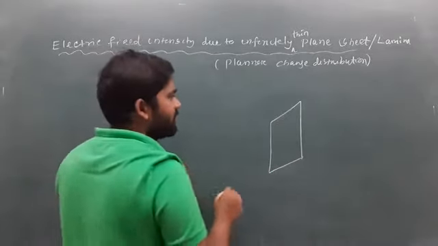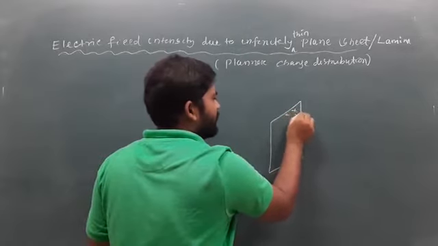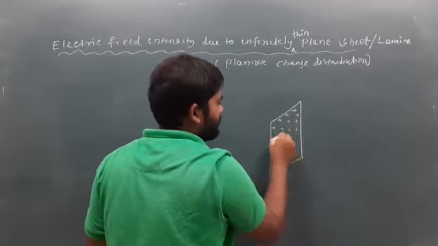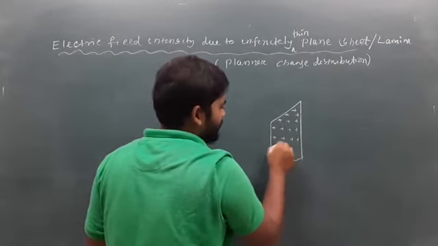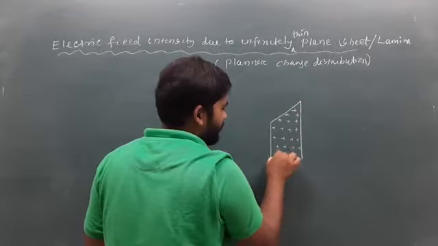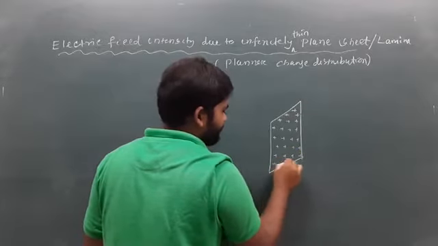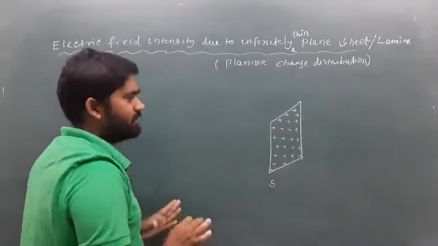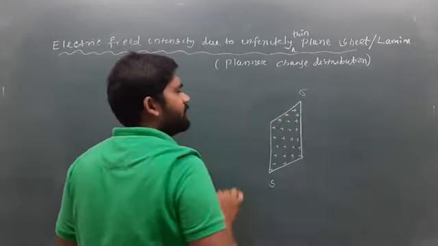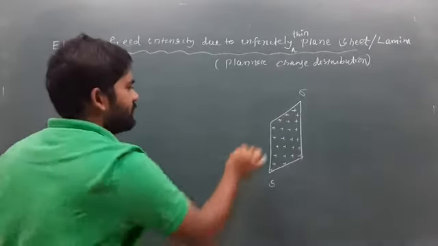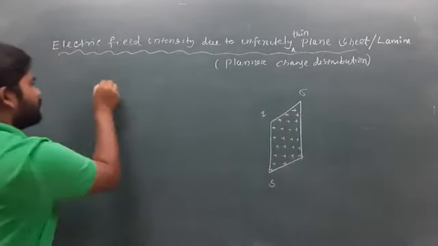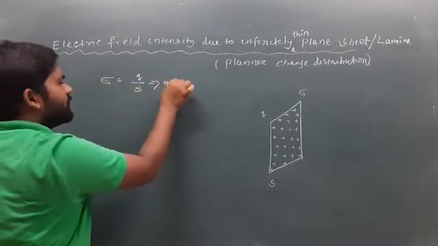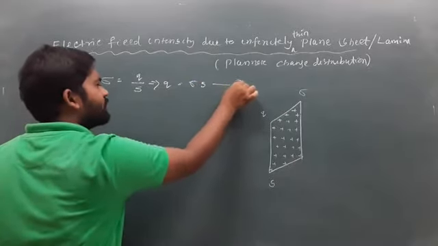That plane sheet has q amount of charge that is uniformly distributed over that surface. The surface has an area of S and the surface charge density is sigma. It contains the charge q, so you can say sigma equals q by S. That implies q equals sigma S, equation 1.